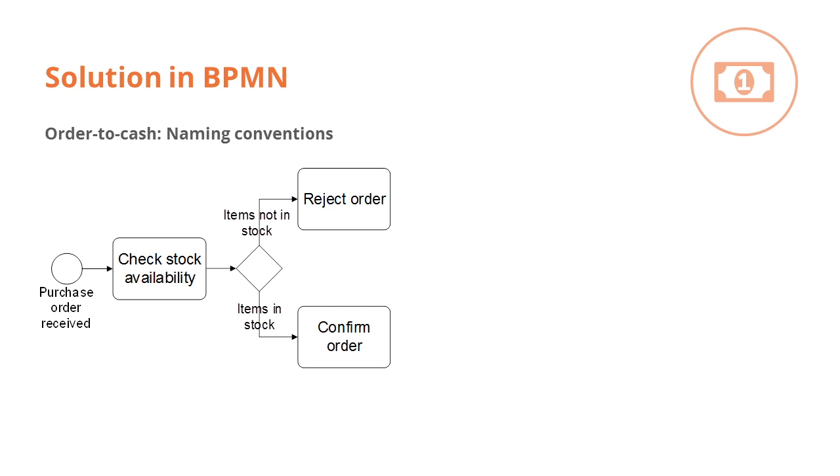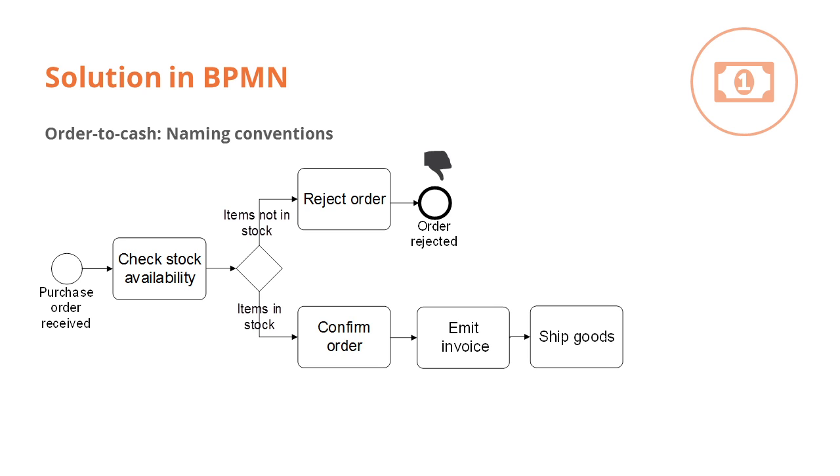So after activity reject order, we complete with an end event order rejected. If the purchase order is confirmed, we have three more activities in a row. We emit the invoice, we ship the goods, and we archive the order, upon which we complete the process with an end event order fulfilled.